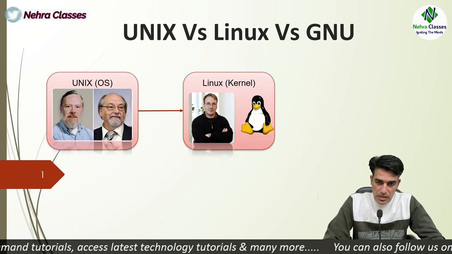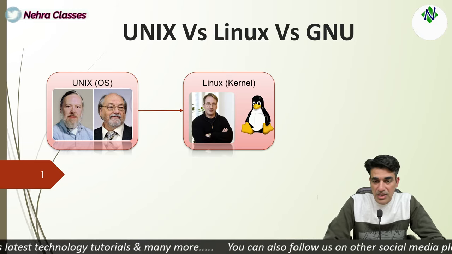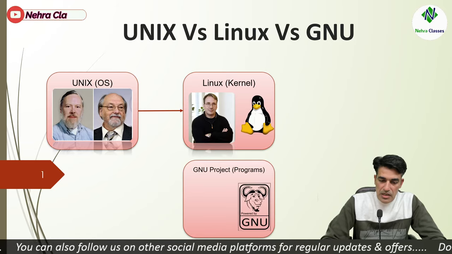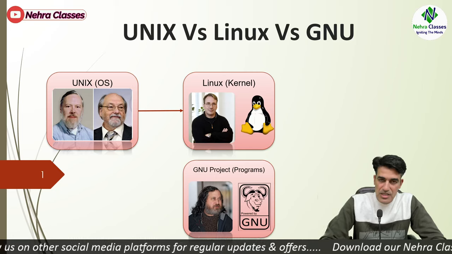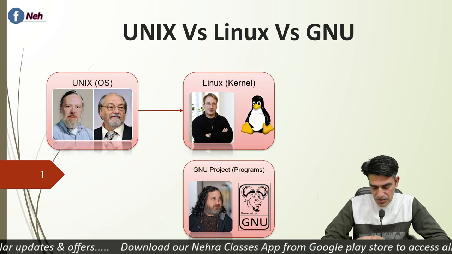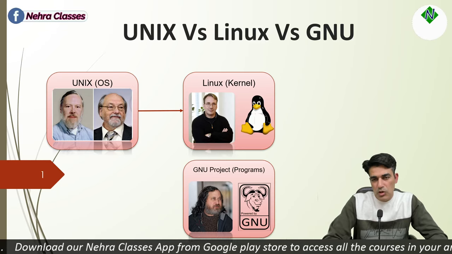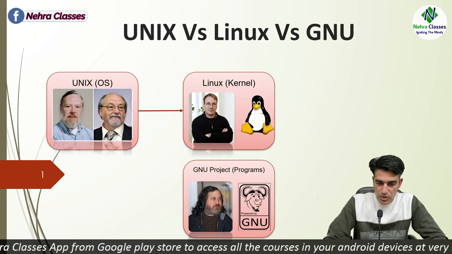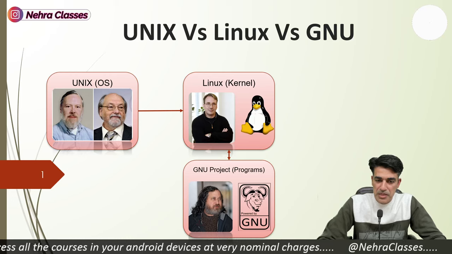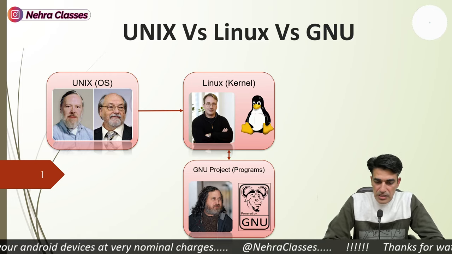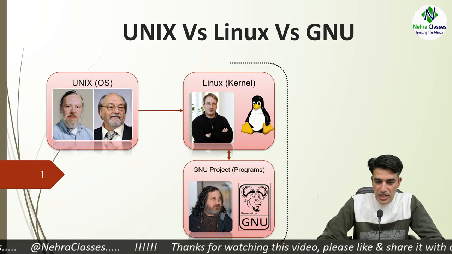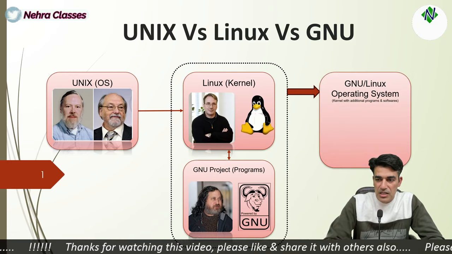So the kernel which was developed by Linus Torvalds was the kernel only, it was not the entire operating system. Meanwhile, Richard Stallman had already started developing the GNU project, where he was trying to create the open source operating system. So both these guys collaborated with each other, and they took the kernel which was developed by Linus Torvalds, and they used the utilities and the programs which were present in the GNU project, and they made it a complete package, and this was then released with the name GNU.